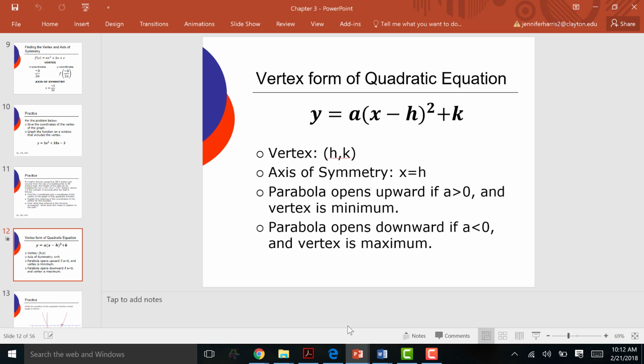Alrighty, bullet number 3, they're telling you, does it open up or open down? Well, is this number positive? Opens up. Is this number negative? Opens down. You got it? This number right here determines whether it's going to open up or down. It also tells you whether it's going to be a minimum or a max. So both of these tell you whether we're going to open up or down and minimum or max. You're only looking at the a value in the very front, to the left of the parentheses.